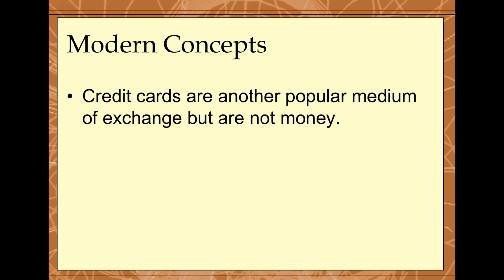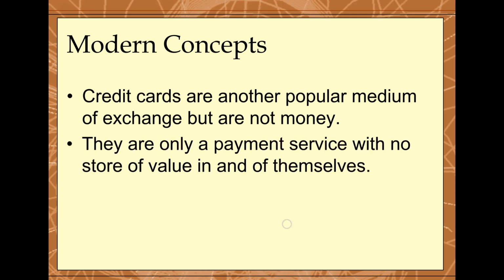Now, some people say, well, okay, if checking accounts or savings accounts are a form of money, what about credit cards? Well, credit cards are used to pay for things, so that's kind of like a medium of exchange, but it's only a payment service, and there's no store of value in them. In other words, when you use a credit card, you're basically taking out a loan. And borrowed money is not considered to be money.